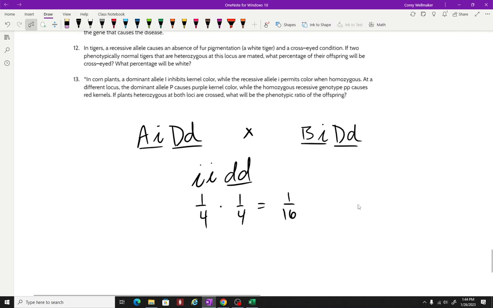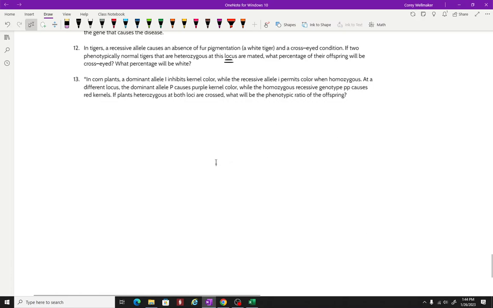All right, a recessive allele causes an absence of fur pigmentation, white tiger, and cross-eyed. If two phenotypically normal tigers that are heterozygous at this locus are mated, so locus is just the location, so at those locations they're heterozygous, what percentage of their offspring will be cross-eyed? What percentage will be white?